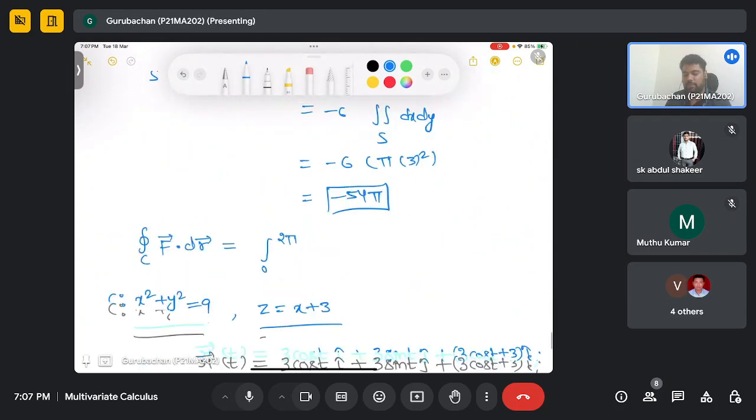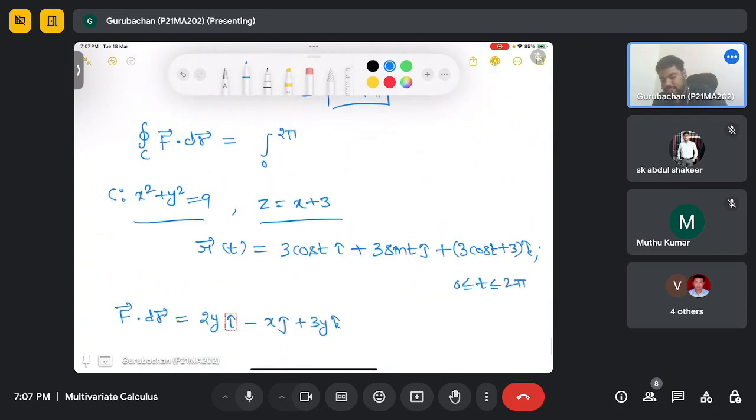So if you take the parametric form of this as x equal to 3 cos t, what will y correspond to? We are taking circle polar coordinates, sir. x is 3 cos t, y is 3 sin t. You are just compressing yourself to that circle thing.